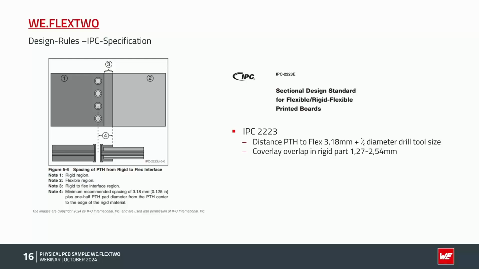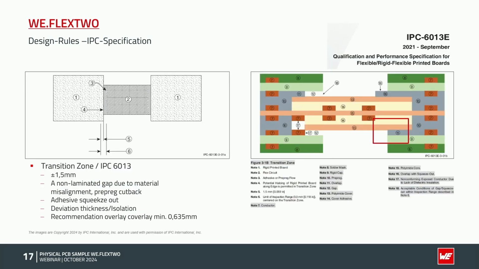So if you look at these two values, you will see we have this maximum overlap of 2.5 millimeters, and we have a definition of the minimum distance to the plated through hole of, let me say, 3.2 millimeters. So there's a difference of 700 microns between the coverlay maximum overlap and the plated through hole in general. So that's the first part of the definition. The next definition is the IPC 6013, which always shows some details of the rigid-flex transition area.